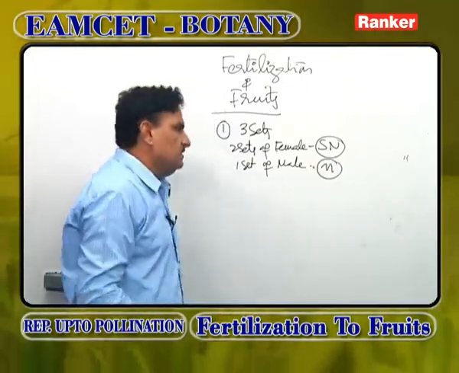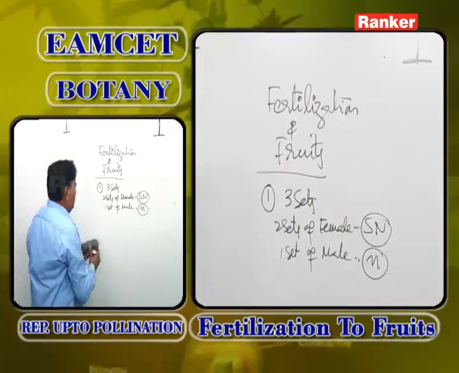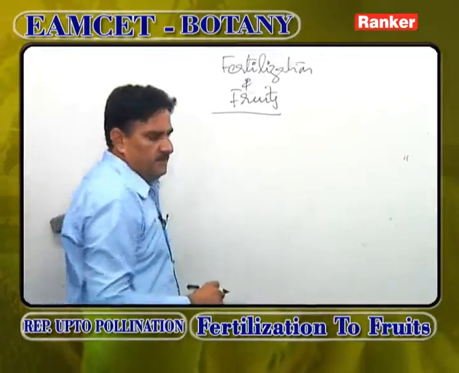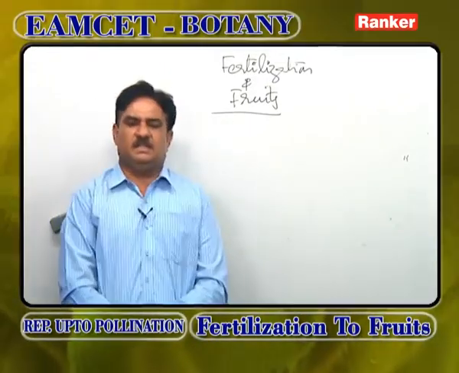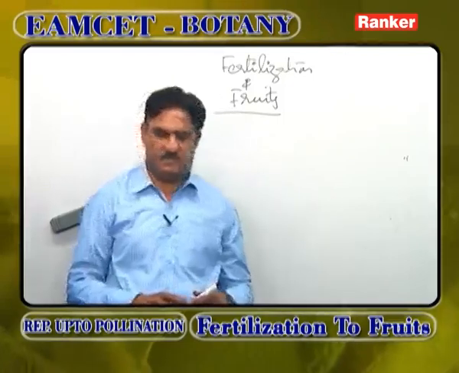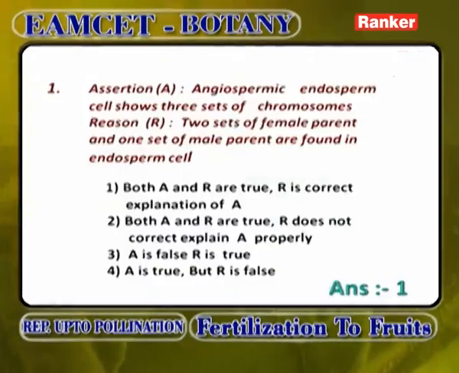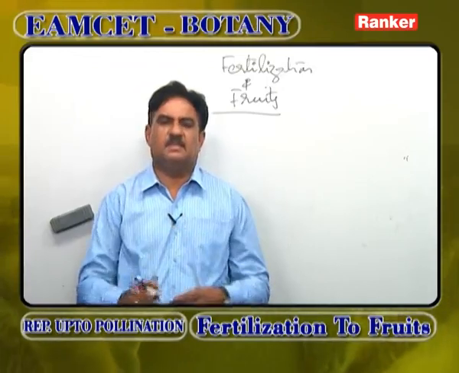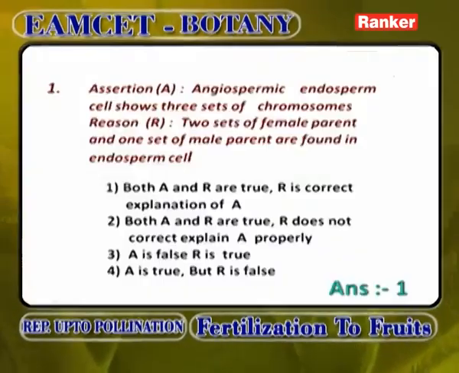What is the 1 set of male parent? Male gamete. So, 1 set of male parent, the male gamete, and 2 sets of female parent, the secondary nucleus, fuse to form a triploid primary endosperm nucleus, which later slowly converts into endosperm, which is triploid. So, angiospermic endosperm cell shows 3 sets of chromosomes is correct. 1 set of chromosome is called genome, 3 sets of chromosomes mean 3 genomes. 3 genomes is correct. Why? 3 sets of chromosomes means 2 sets of female parent, that is secondary nucleus, and 1 set of male parent, that is male gamete, fuse to form endosperm. So, both A and R are correct. R is the correct explanation of A.